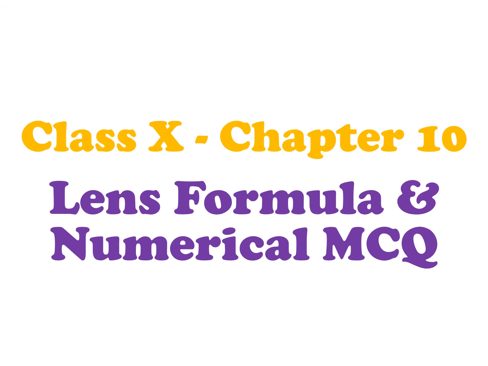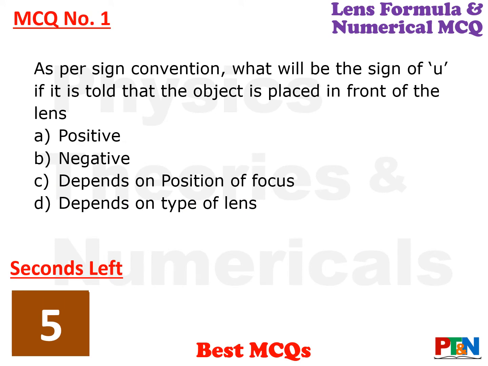This one is for lens formula and numerical MCQs. Here comes the first MCQ. As per sign convention, what will be the sign of U, that is object distance, if it is told that the object is placed in front of lens? Positive, negative, depending on position of the focus, or depends on type of lens. Easy one, 5 seconds time for you. Timer starts now.